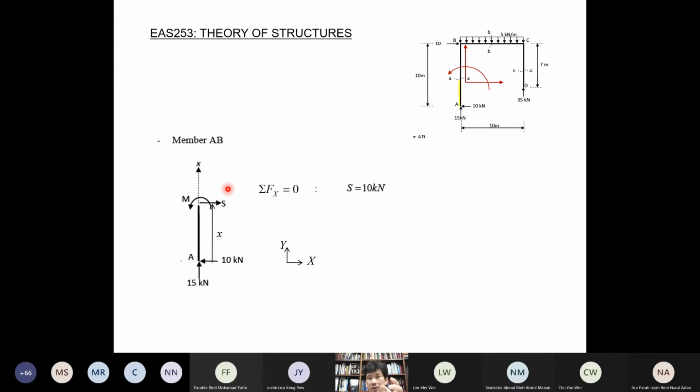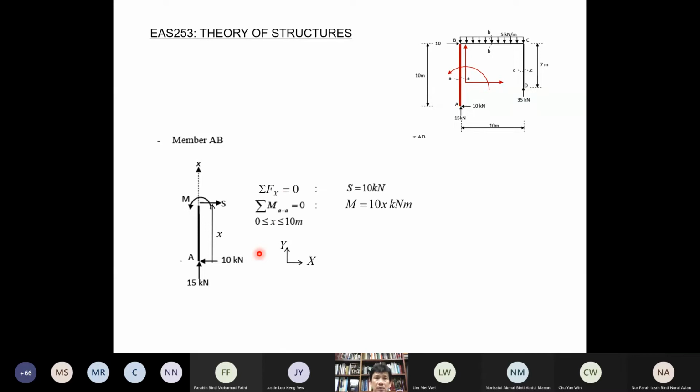So starting from here, after you get this, it is an application of equilibrium equations. We have to take note for a vertical member like this, if we use reaction, we use the coordinate axis like this, X and Y. So S is now pointing in the X direction. So we have to use the equilibrium of forces in the X direction like this.